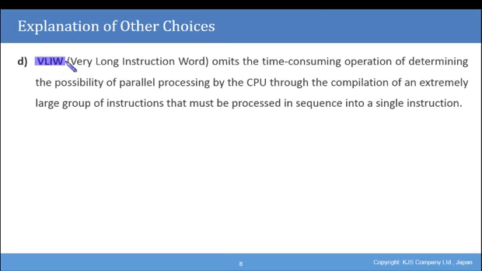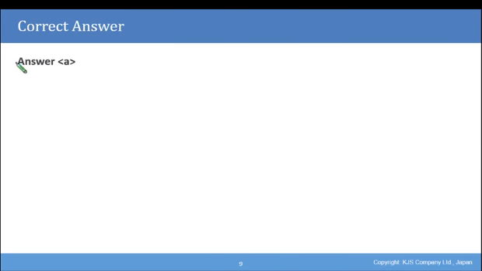Finally, we have VLIW, or very long instruction word. This omits the time-consuming operation of determining the possibility of parallel processing by the CPU through the compilation of an extremely large group of instructions that must be processed in sequence into a single instruction. And so here we can see the answer is going to be A, or pipelining. So in this video we've learned a lot more about how we can use pipelining to improve CPUs, but also some other methods that can be used.